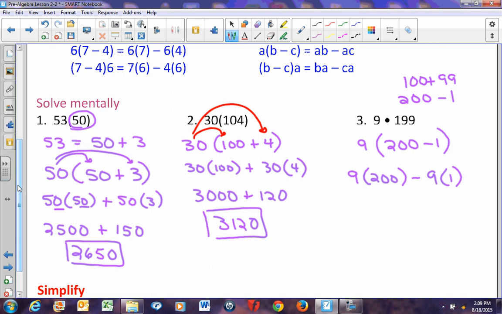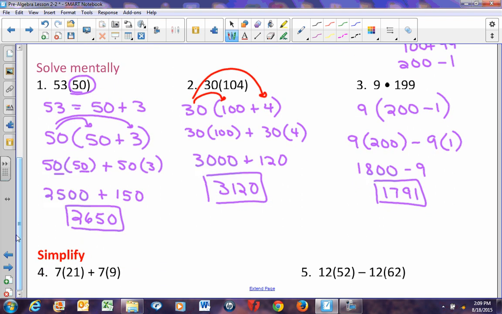9 times 200, 9 times 2 is 18, add my 2 zeros. 9 times 1 is 9. So what's 1,800 minus 9? 1,791. Just think of 100 minus 9, and you get 91. Drop everything else down, there you go. That's using the distributive property. Makes it really, really simple. Let's take a look at some other ones.